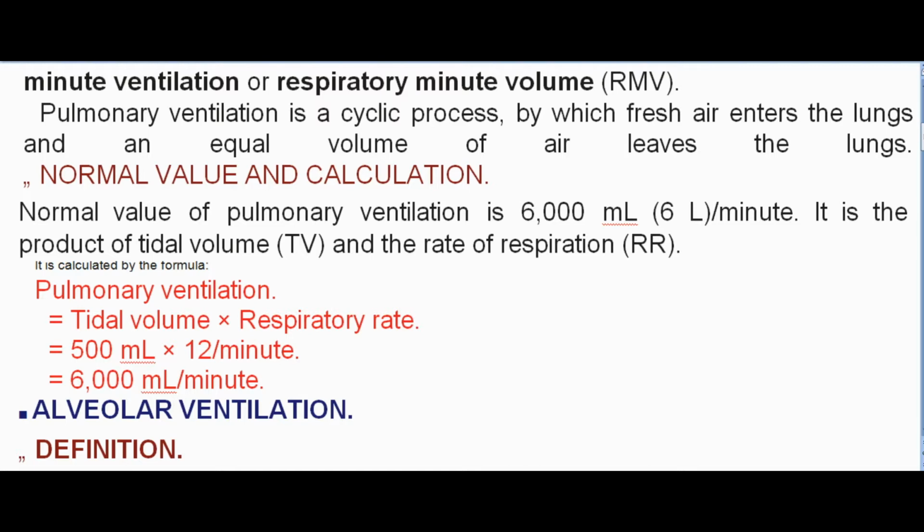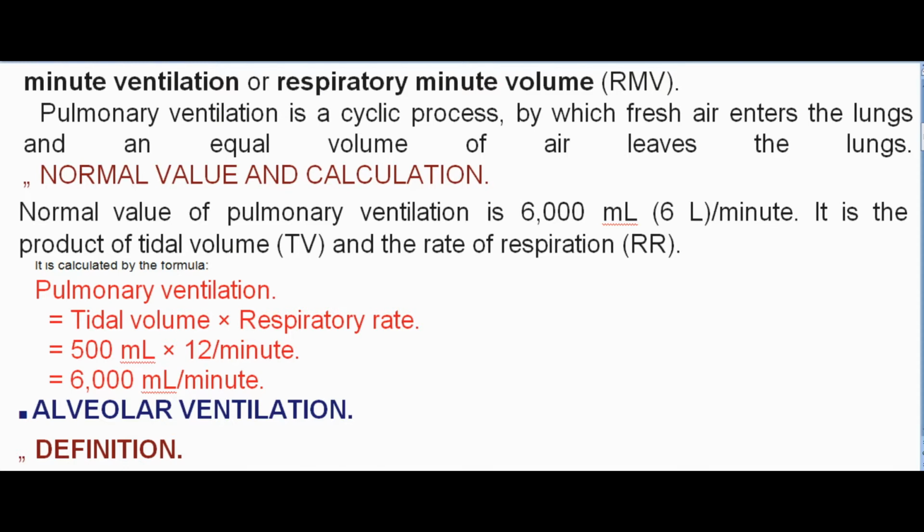Normal value and calculation. Normal value of pulmonary ventilation is 6000 ml, 6 L/minute. It is the product of tidal volume, TV, and the rate of respiration, RR. It is calculated by the formula: pulmonary ventilation equals tidal volume times respiratory rate, equals 500 ml times 12/minute, equals 6000 ml/minute.